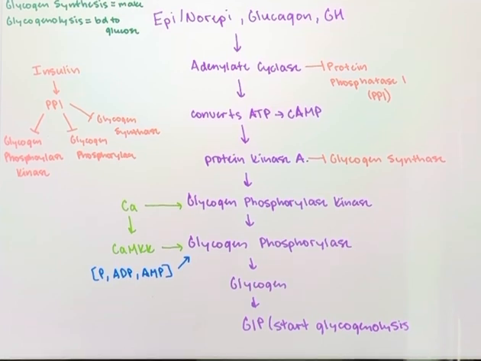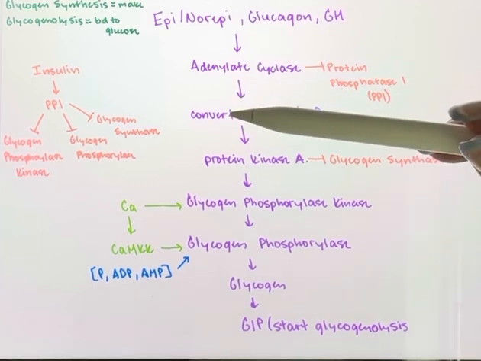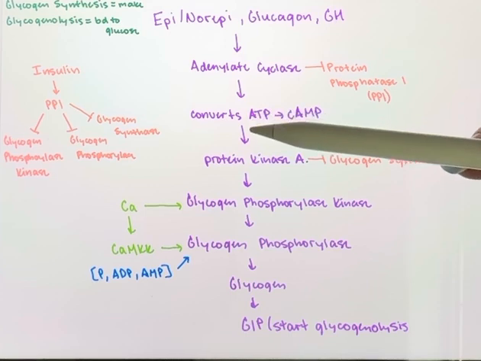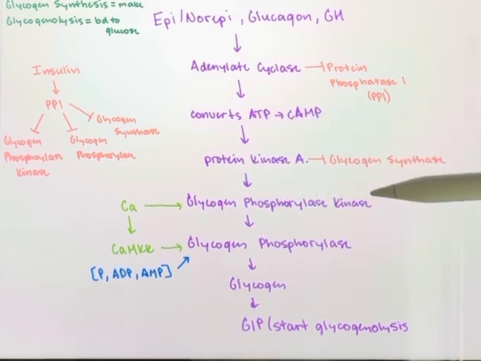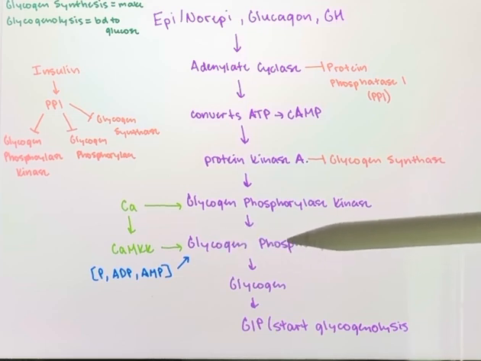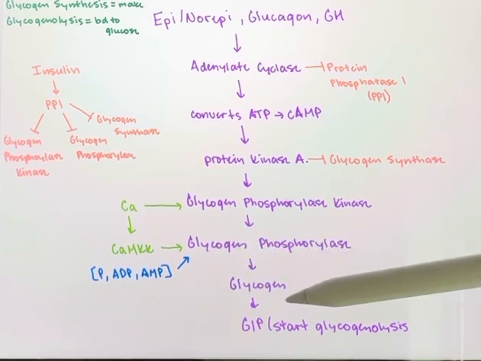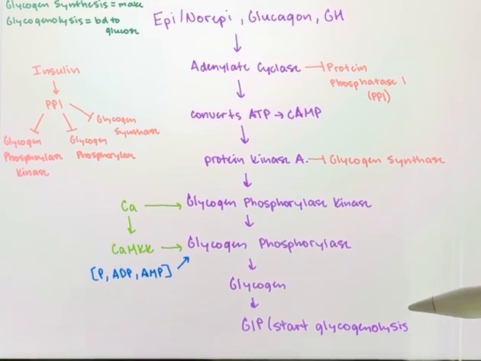And so how glycogenolysis works is when these hormones are released, that activates adenylate cyclase, which activates converting ATP to cAMP. When cAMP is created, that activates protein kinase A, which activates glycogen phosphorylase kinase, which activates glycogen phosphorylase, which then triggers glycogen to be converted to G1P and to start glycogenolysis.